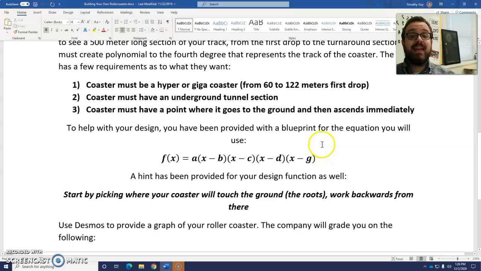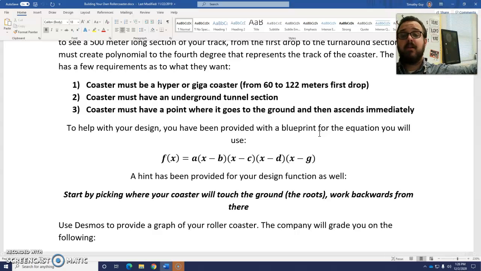I also will say that you want to try to have your roller coaster make sense physically. When you're looking at your graph, make sure that, for example, you don't have a spot where it goes way higher than your initial drop. That wouldn't really make sense. It would need to be less than that. And just try to keep some realism in mind as you're doing that, all right?